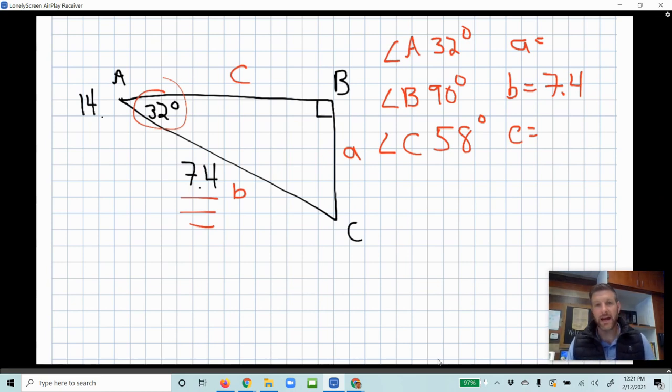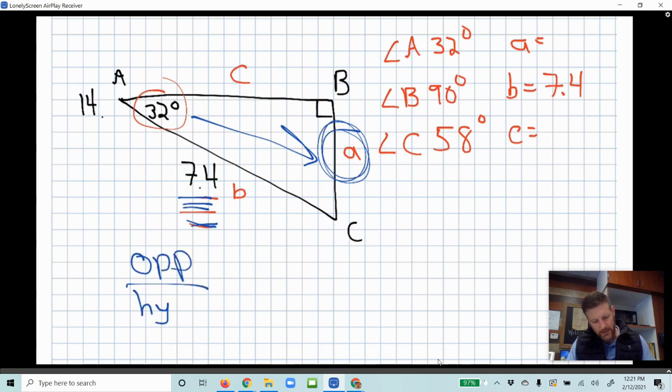Okay, so let's start with side A. I need to know side A, and I'm going to find it based on what they give me. They give me angle 32. Question is, do I use sine, cosine, or tangent? Well, it always depends on what you have. I'm looking for the opposite of the 32 degrees. So that means I'm not going to use cosine because that's adjacent, but I'm going to use either tangent or sine. But the other number I know is right here, the hypotenuse. So that means I have to use the trig ratio that combines the opposite and the hypotenuse.